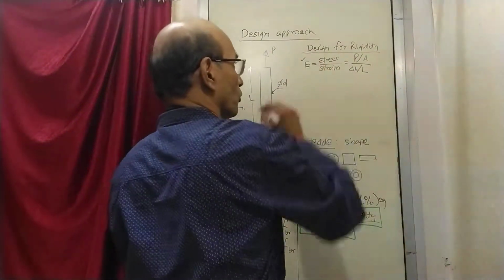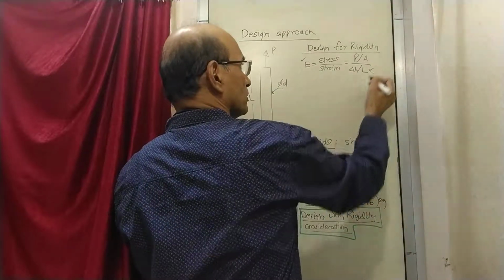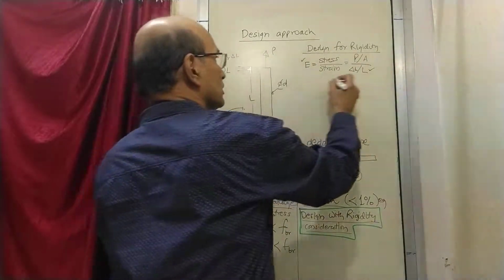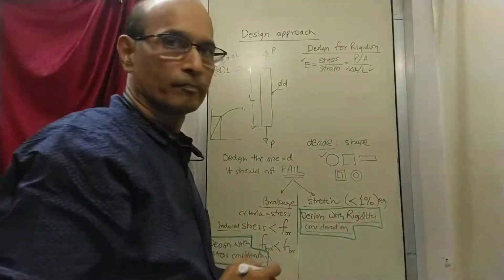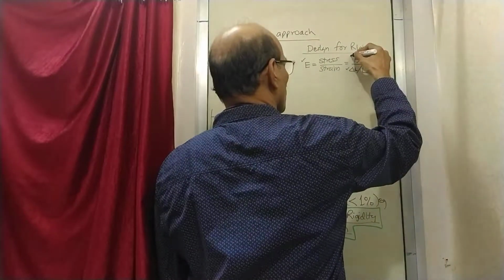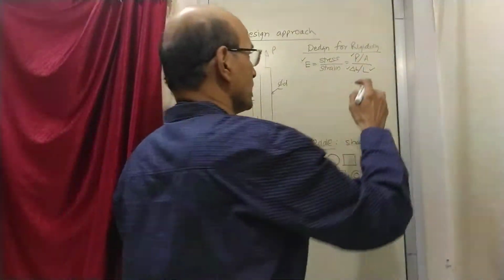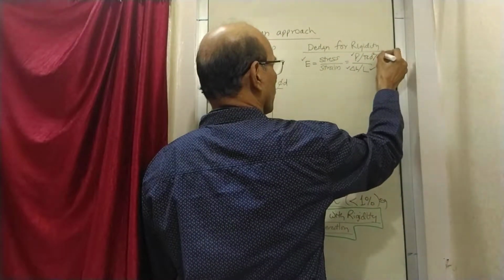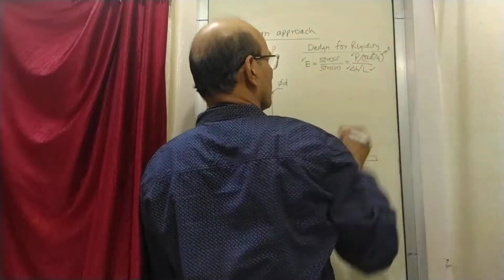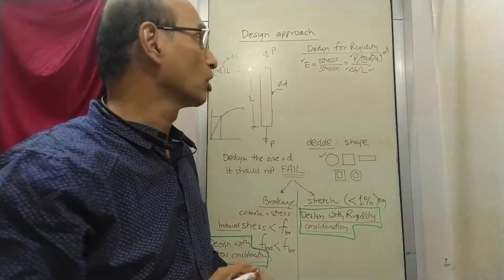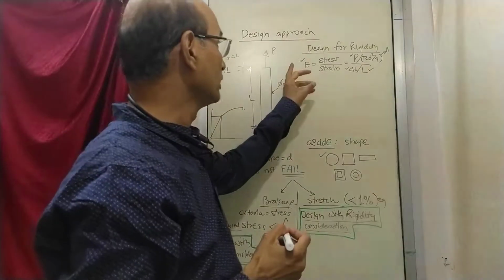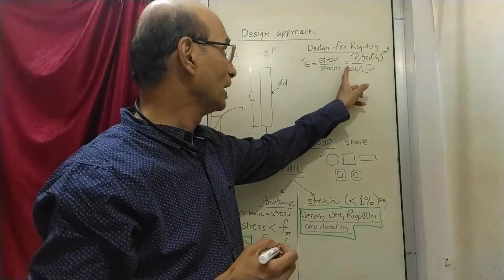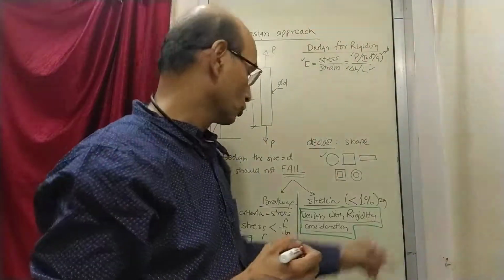So this value we know. Now the length of the rod is given, so that is also known. How much percentage increase is permissible, that is also known. How much load is applied, that is also known. Now what is A? A is the area. What is the area in this case? Pi d squared by 4. So the area of the rod is pi d squared by 4. In this equation, on the left hand side there is E which you know. On the right hand side everything you know except D.